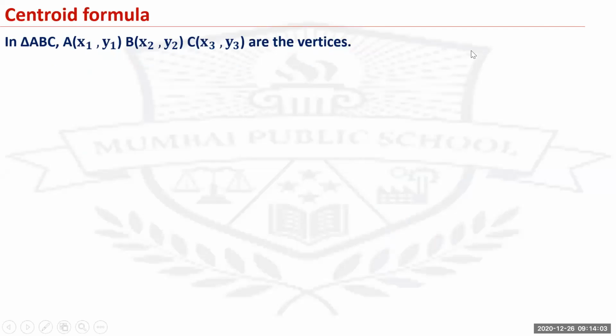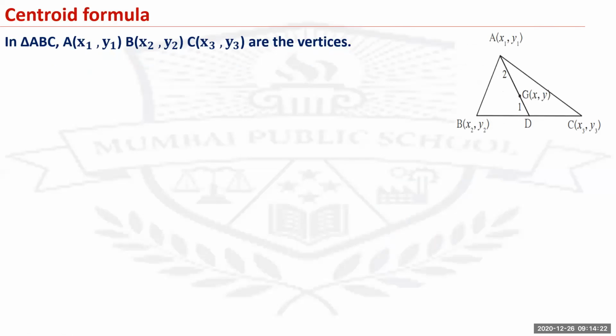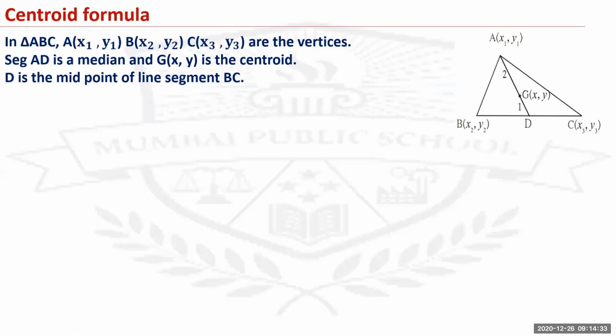The next topic is the centroid formula. In triangle ABC, A(x1, y1), B(x2, y2), C(x3, y3) are the vertices. This is the figure. Segment AD is the median and G(x, y) is the centroid. D is the midpoint of line segment BC.